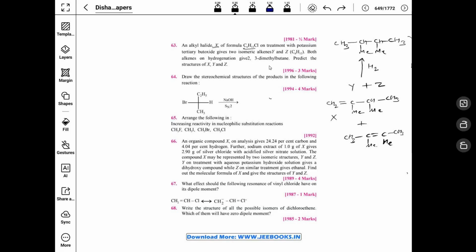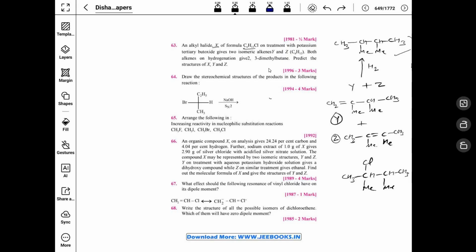So either of these could be Y or Z, because now you can see that if hydrogen adds to this, you will get the same product. Now we have to understand what could be the structure of X. So you have to put the chloro in between, on the second carbon. So let's put chloro here. You can even put chloro here, it is the same structure.